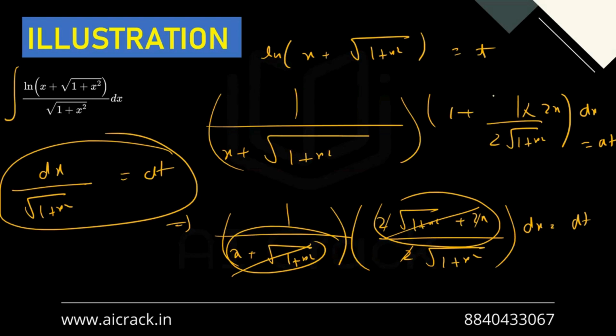But we didn't get it the first time because this was a complicated function. It was not a very simple function. So we had to do hit and trial multiple times, and we got this particular substitution as the perfect one.